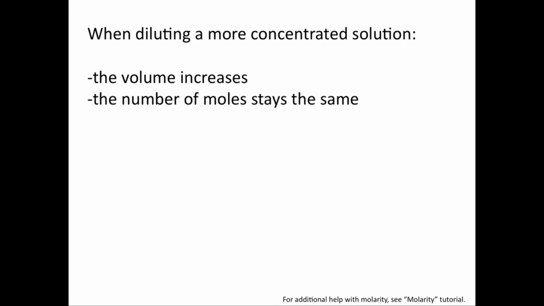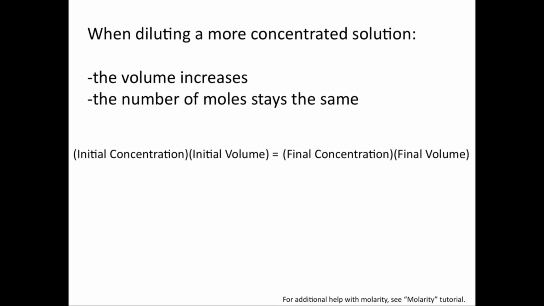You're diluting a more concentrated solution, you're increasing the volume, but the number of moles of solute in the original solution stays the same. So the initial concentration times the initial volume will equal the final concentration times the final volume. Sometimes you see this written M1 times V1 equals M2 times V2, where M1 times V1 is the molarity of the first solution times its volume, which equals M2 times V2, the molarity of the second solution times its volume. It's just another way of writing initial and final.